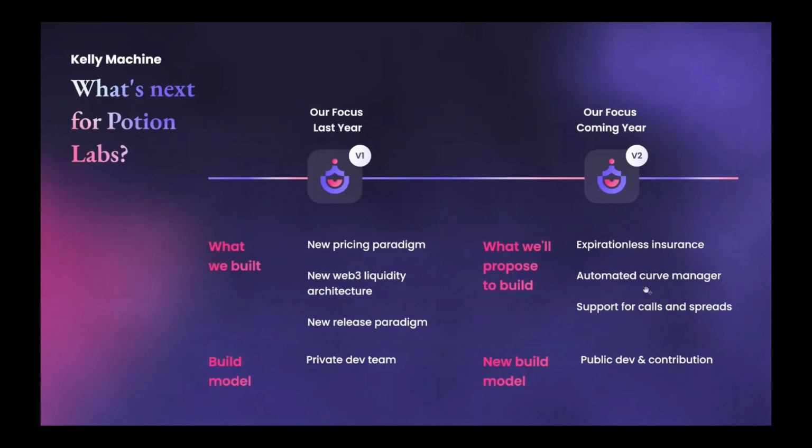We also have some exciting ideas for an automated curve manager. As we said, with Potion Analytics, LPs will be able to produce their own curves. We want to experiment with a smart contract that can, in real time, update those bonding curves to react to market conditions. And we also want to extend the supported instruments beyond puts or insurance and bring them into the realm of calls, spreads, and other structured instruments.